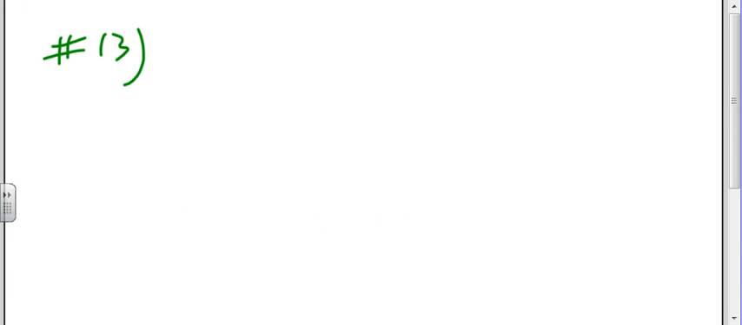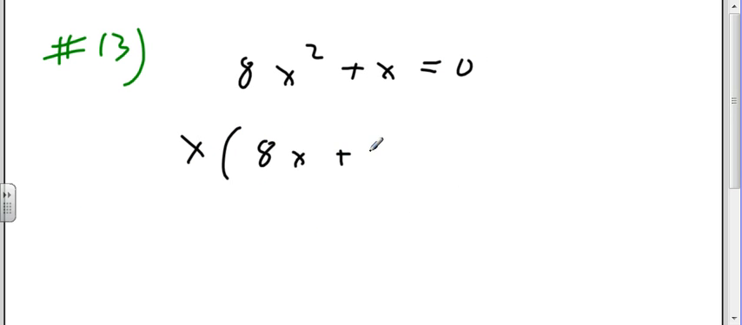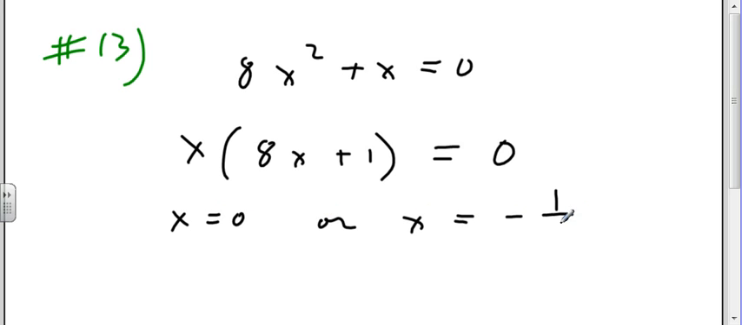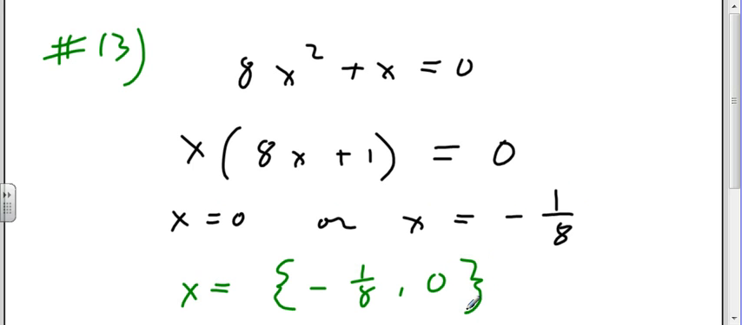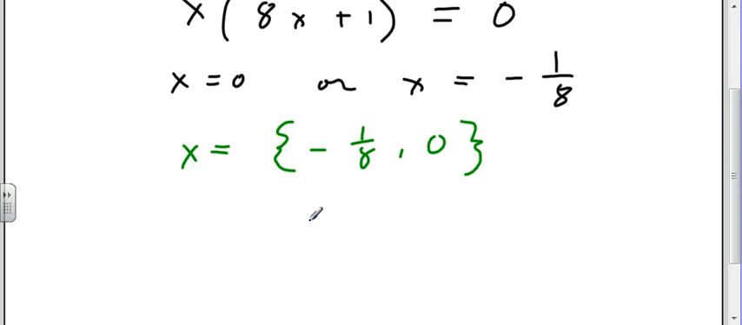Number 13. Eight x squared plus x is 0. I can factor that as x times 8x plus 1. And I can come to the conclusion that x is equal to 0, or x is equal to minus 1 over 8. And write a final answer, x is equal to the solution set minus 1 over 8, comma 0. Again, putting them in ascending order to be spelled right. You could put them in the other order; I'm not going to mark it wrong. But in general, we write our answer in ascending order.